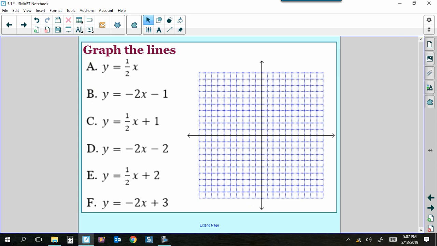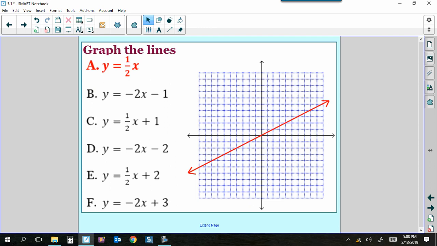So for the first one, because there is no plus b part of your equation, we know that our y-intercept is going to be 0. So we're going to put a point right on the origin. And then your slope from there, you're going to rise 1 and then run 2. So you're going to go up 1, right 2, put a dot. Up 1, right 2, put a dot. And then with your straight edge, you're going to connect it. You should end up getting a line that looks similar to the red one you can see on your screen.